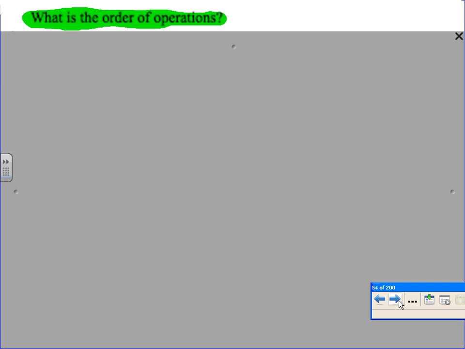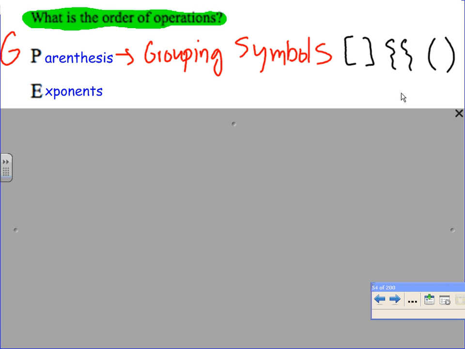Okay, so we're going to go to what is the order of operations. So I want you to change on page 9. Change the P to a G or put the G next to it. We're not calling the mnemonic device PEMDAS, which is please excuse my dear Aunt Sally. We're calling it GEMDAS. We're changing the P to a G because it really means all grouping symbols, not just parentheses.